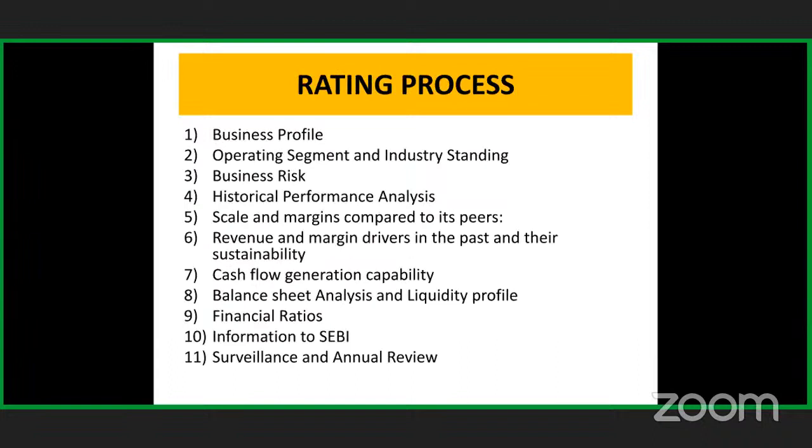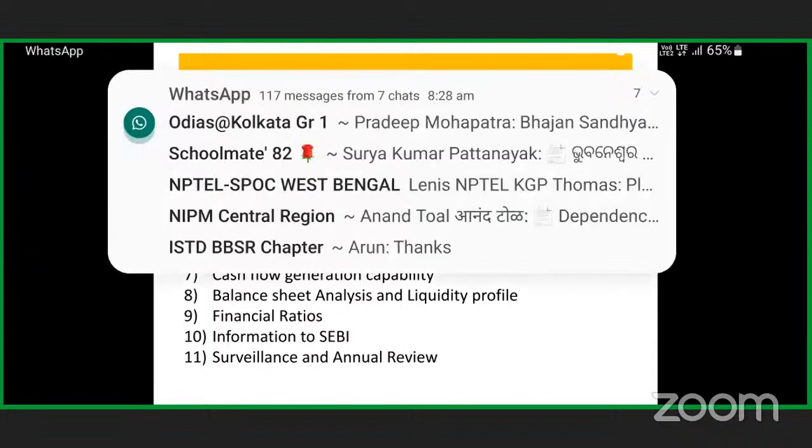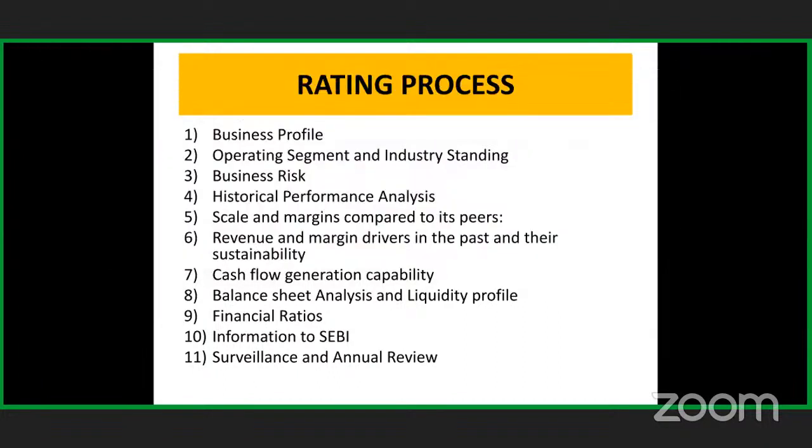Now we'll come to the process. What is the process we need to follow? That's very important. This credit rating process starts with the business profile. The analyst would first understand the company's business profile and its competitors. Key competitors also. The core products, what manufacturing they do.